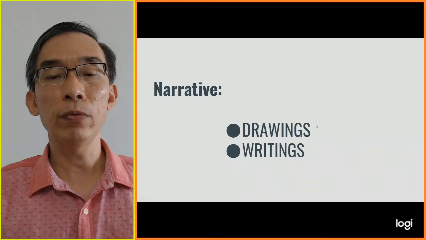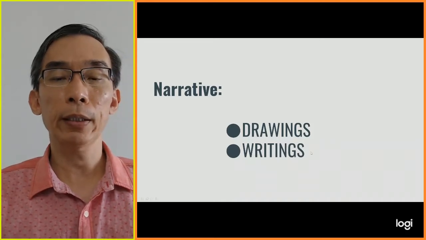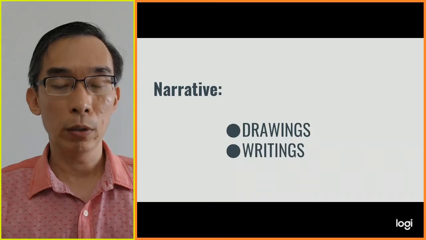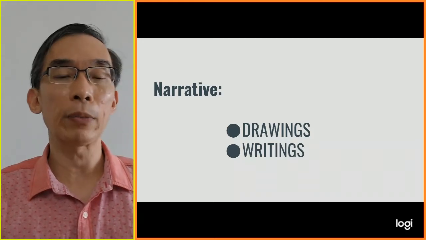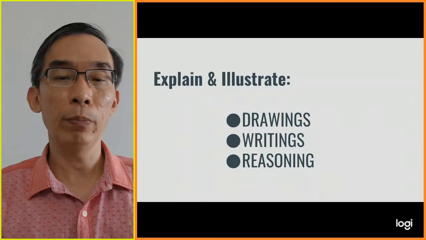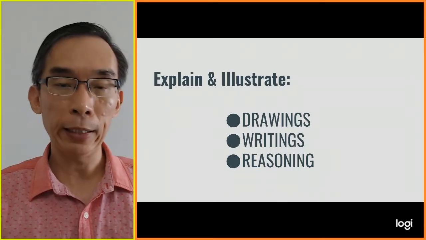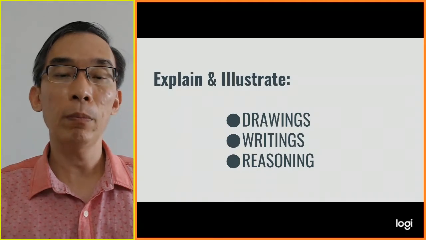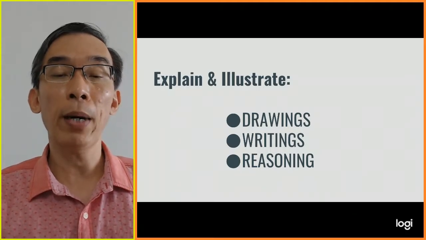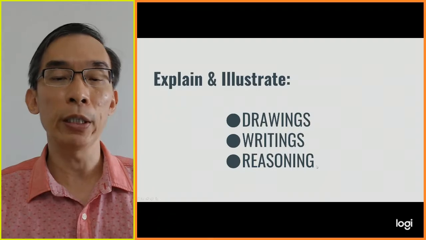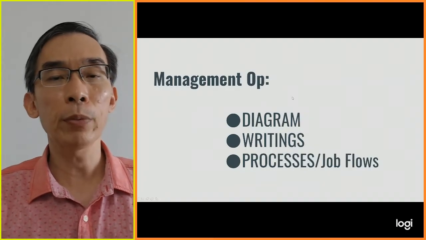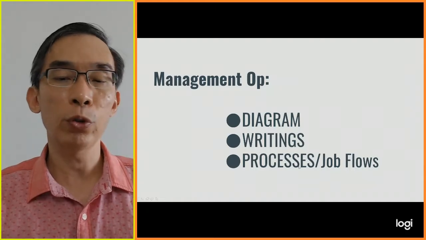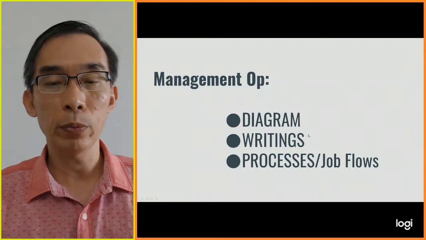So narrative, you do drawing and writing, as I said just now, meaning to say you have some drawing, emphasis in drawing, nice drawing, and then do some little explanation. Explanation illustrate means you do drawing, you do writing. Drawing may not be that detailed, but then at least certain parts need to be there, and then you need to give reasoning. Management operation like diagram, or mainly writings, and then job flows, stage A, stage B, stage C.